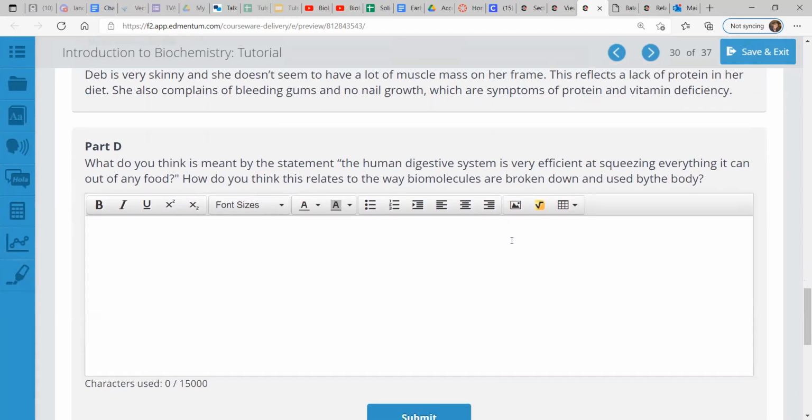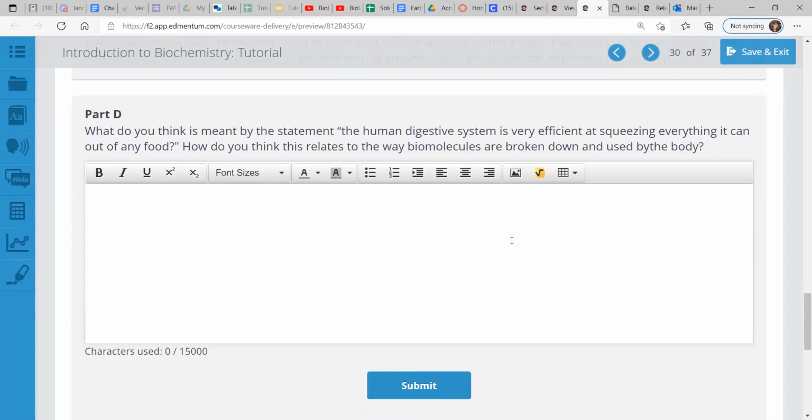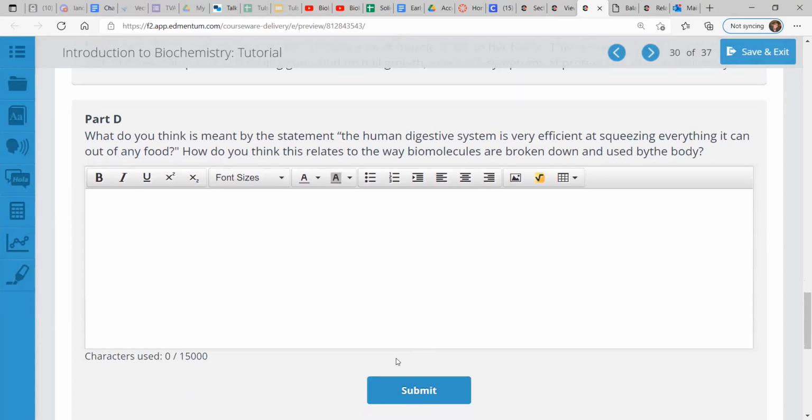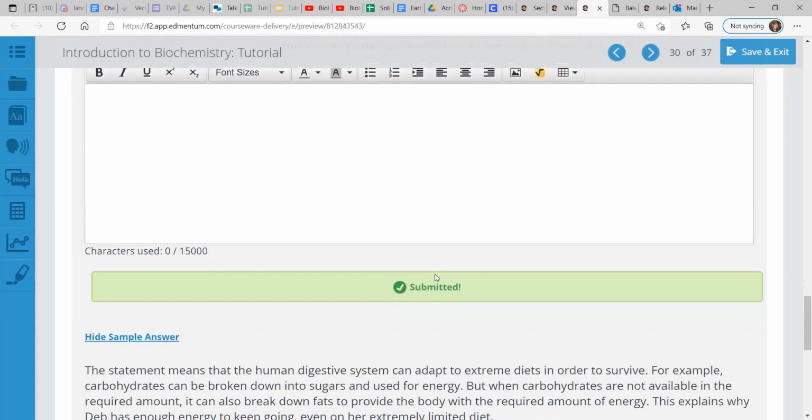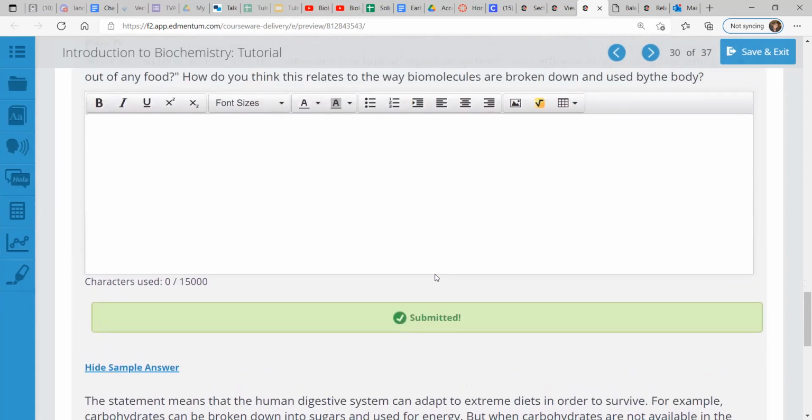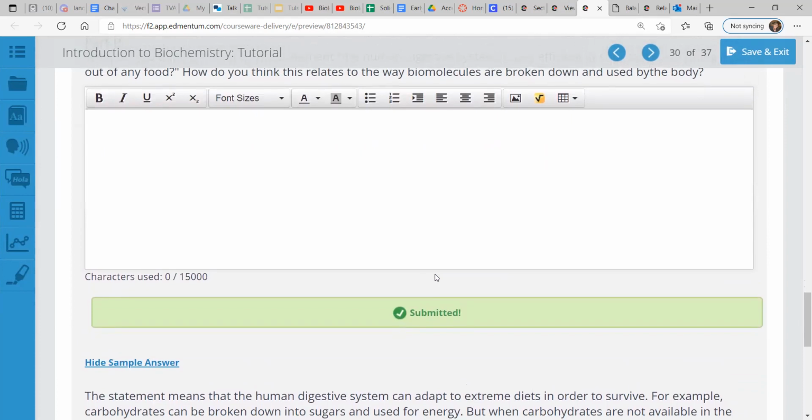What do you think is meant by this statement? The human digestive system is very efficient at squeezing everything it can out of any food. Well, how do you think that relates to the way biomolecules are broken down and used by the body?